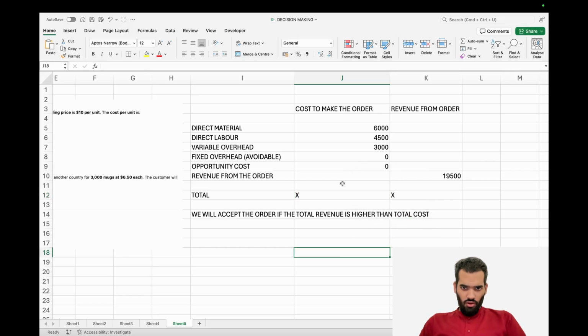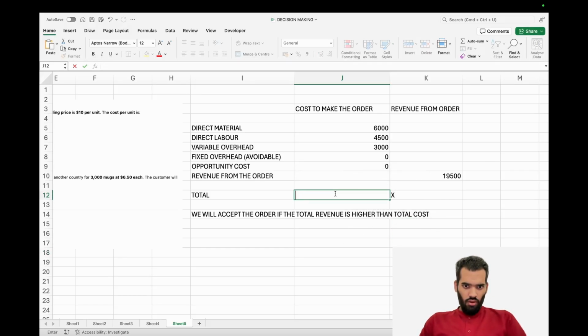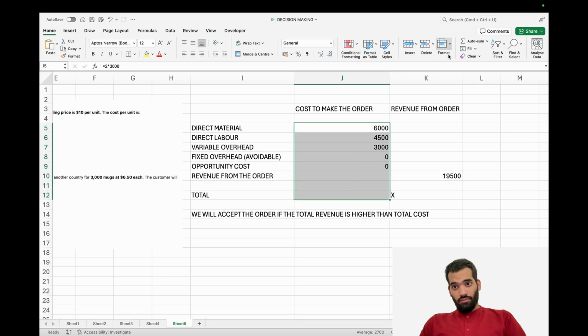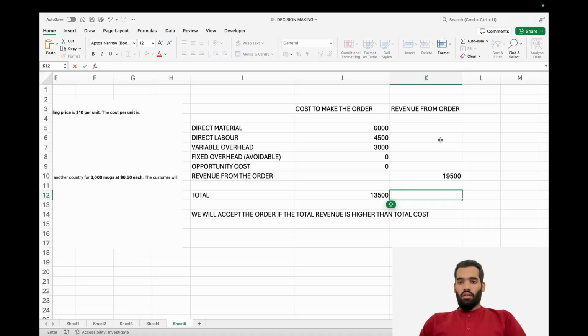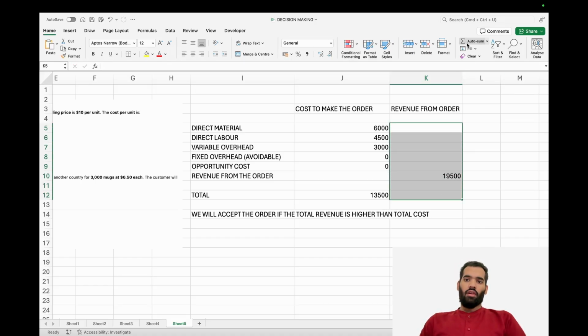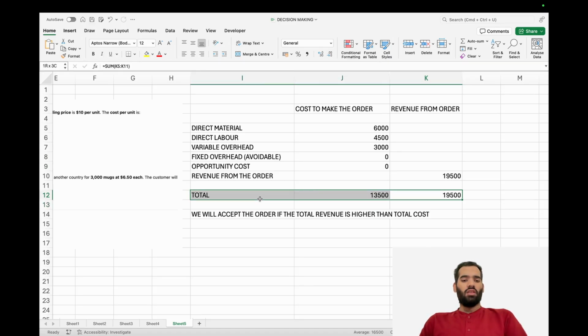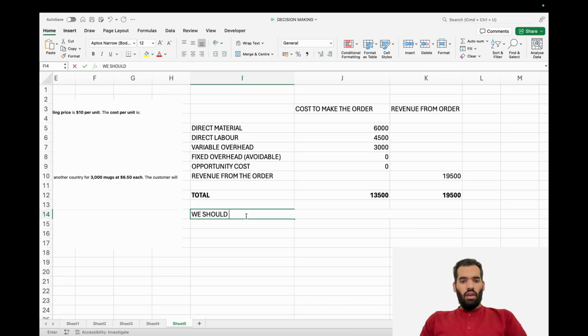For some reason, why is it not letting me remove? Oh, there we go. Okay. So this will total 13,500, and this is totaling 19,500. So of course, if you notice here, we are making more total revenue than the total cost we have to incur to make the order. So this means we should accept the order. Again, by we, I mean the company that's making the decision.